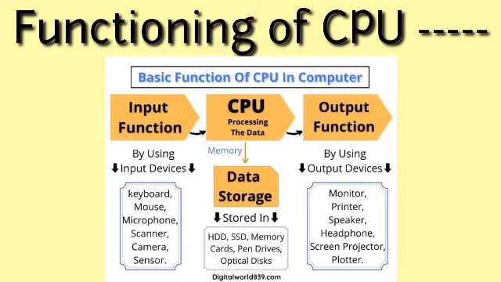Input is given by the input devices, and then it goes to the CPU for processing, wherein the control unit controls the instruction, passes it on to the ALU, and then it is stored in the memory of the computer. After that, the output is provided to the user with the help of output devices like the monitor and printer.